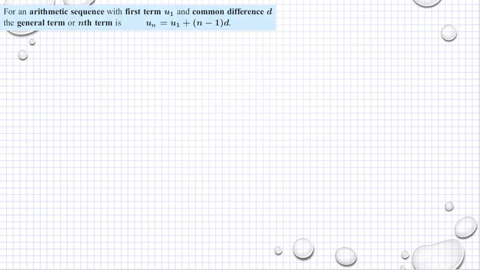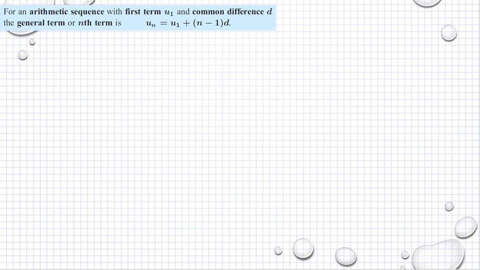More definition. For an arithmetic sequence with first term u sub 1 and common difference d, the general term, or nth term, is u sub n is equal to u sub 1 plus n minus 1 multiplied by d.